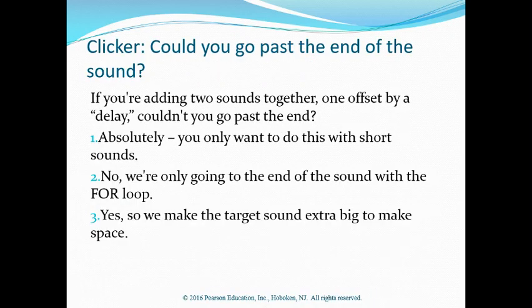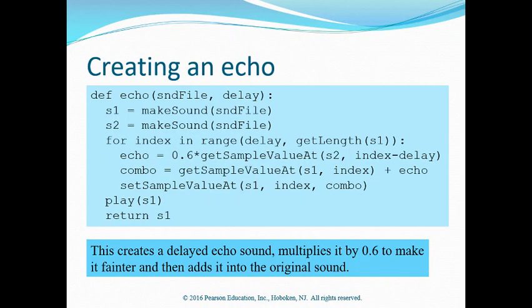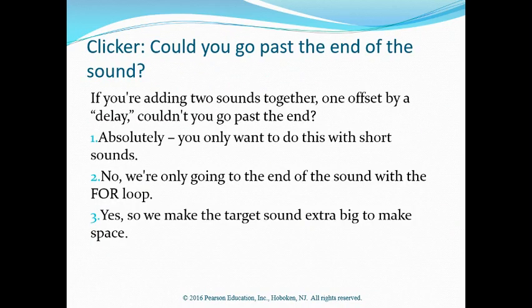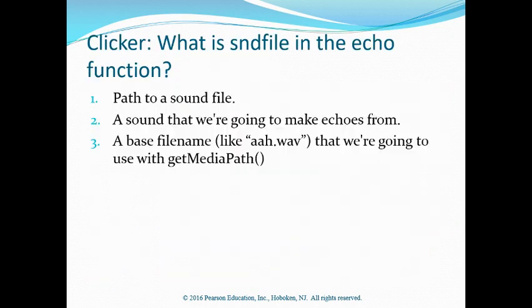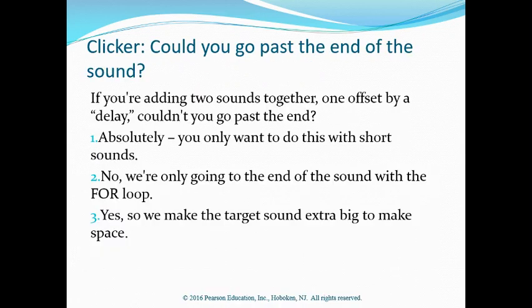Could you go past the end of the sound? If you're adding two sounds together, one offset by the delay, couldn't you go past the end? No, we're going to end at the end of the sound with the for loop. Yes, so we make the target sound extra big to make space. In this example we get the length of S1. So we actually answered it using number 2, because the for loop only goes that far. We're not going past the for loop, so number 2 is the correct answer.